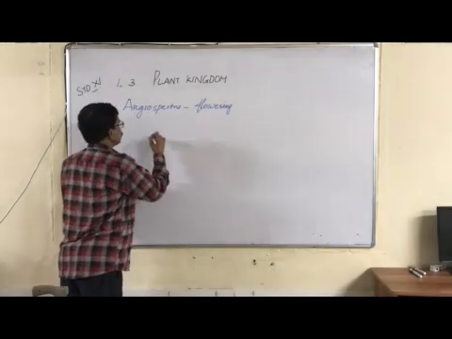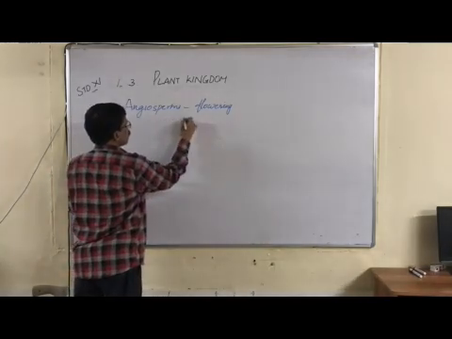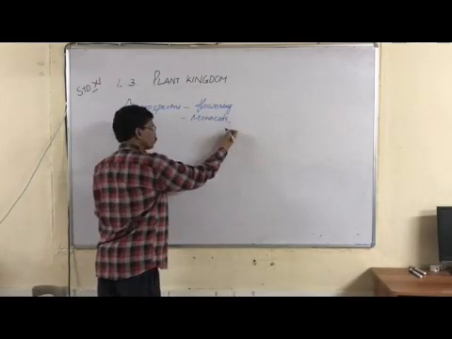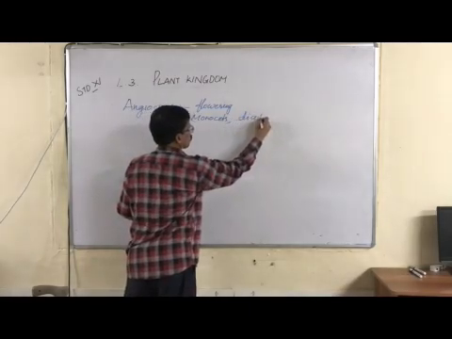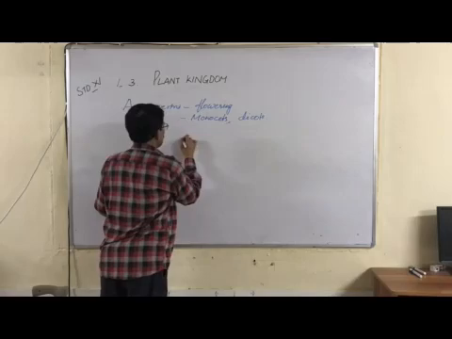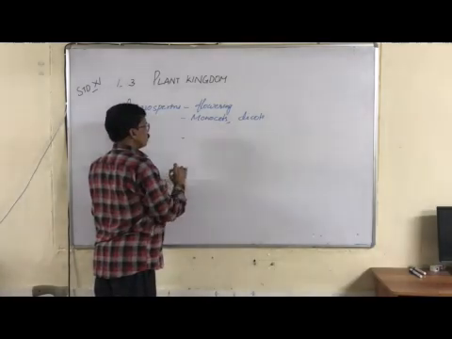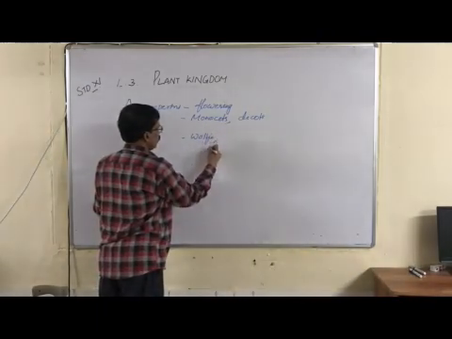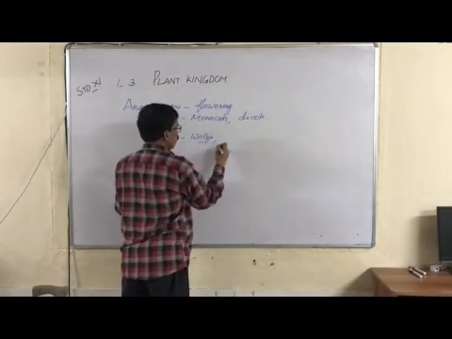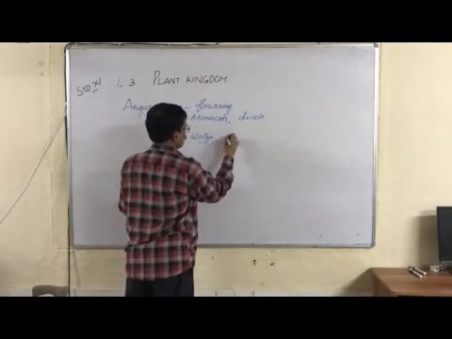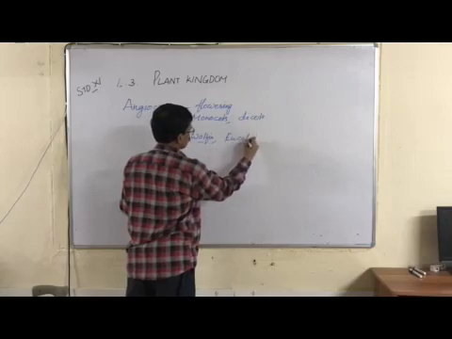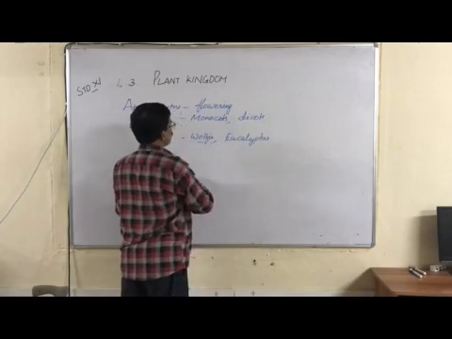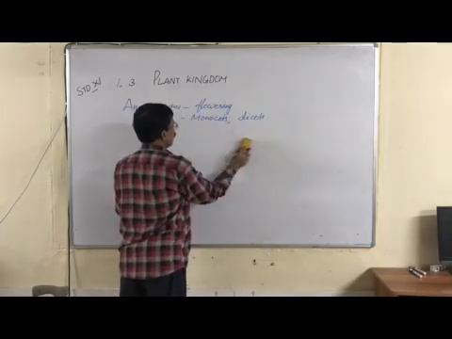For example, we can say there are two plant groups, monocots and dicots. The smallest flowering plant in the world is called Wolffia, and the tallest angiosperm is Eucalyptus. So let's study about the monocots and dicots in some detail.